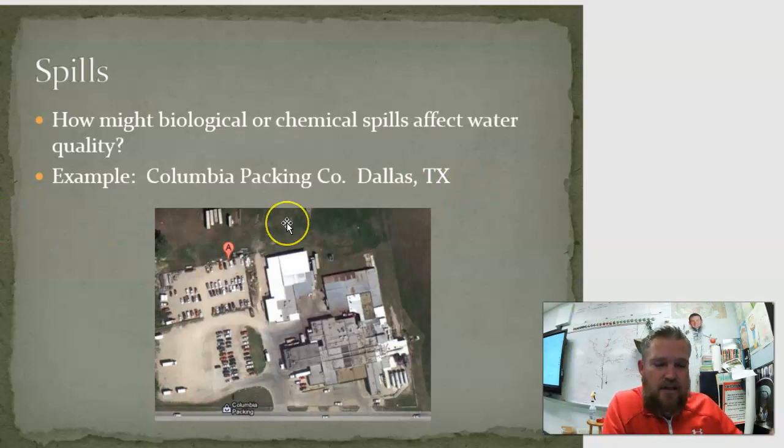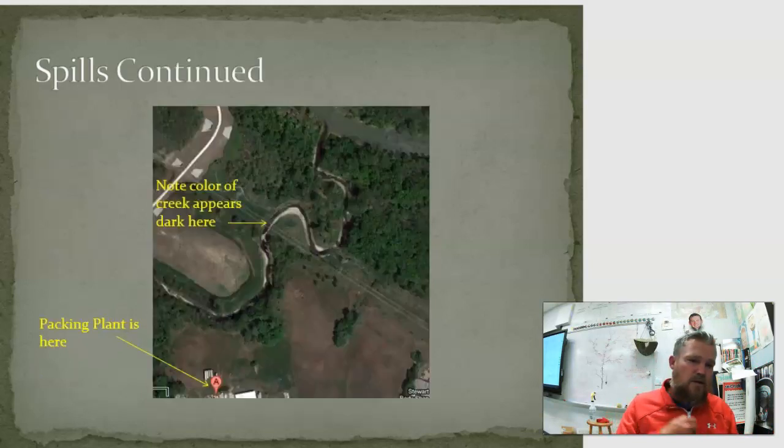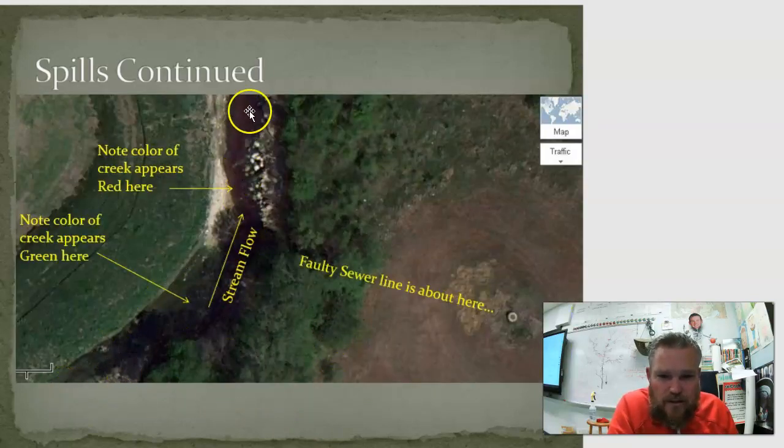So this is actually a packing plant down in Dallas, Texas, that's no longer open, and it's because this spill happened. And so here's how it happened. Someone was just looking through the satellite images and saw this on there and got curious. If you notice right up here at the top, there's this dark colored water coming in, and we'll work to that in a minute, but there's a creek that runs through here, and the packing plant is right here. So let's zoom in. Stream flow is this way.